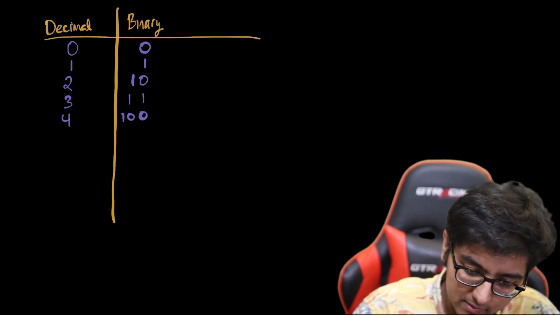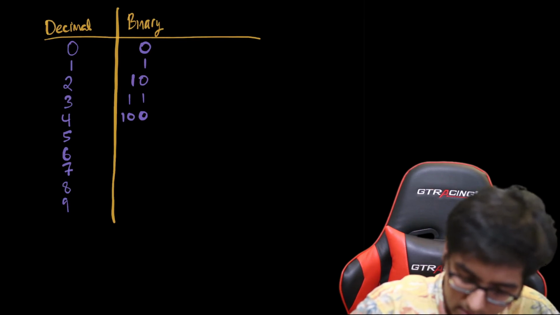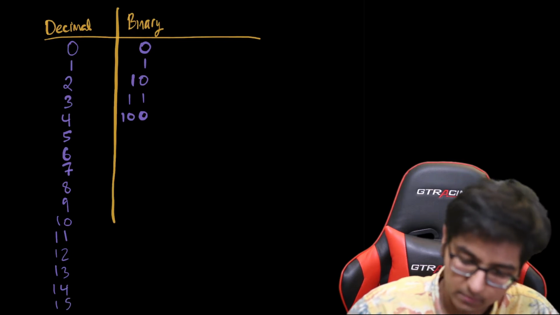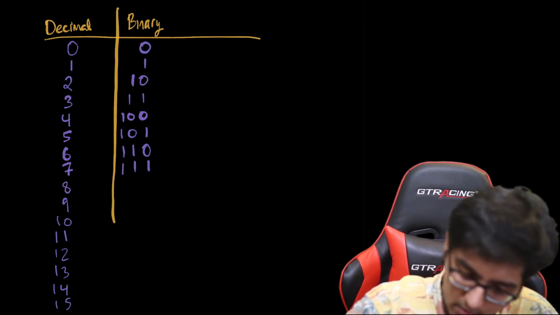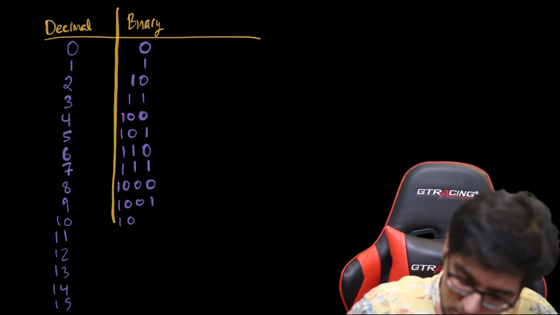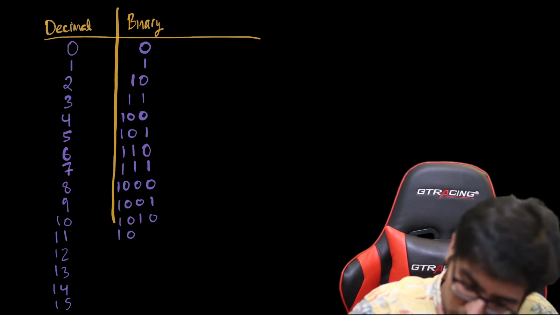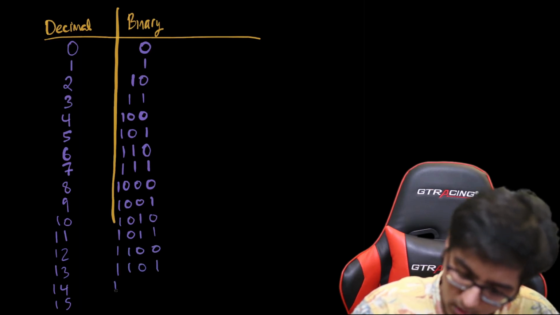Well, if I were to go and list out these examples, I can go ahead and continue for a while. 5, 6, 7, 8, 9, 10, 11, 12, 13, 14, 15. Let's go ahead and write out what all of these values are. 1, 0, 1, 1, 1, 0, 1, 1, 1, 1, 0, 0, 0, 1, 0, 0, 1, 1, 0, 0, 1, 0, 1, 0, 1, 0, 1, 1, 1, 1, 0, 0, 1, 1, 0, 1, 1, 1, 1, 0, 1, 1, 1, 1.